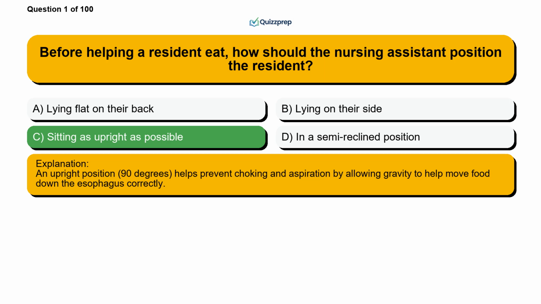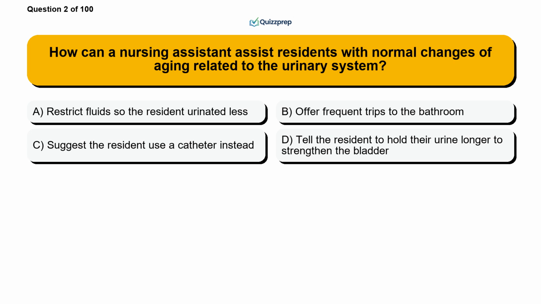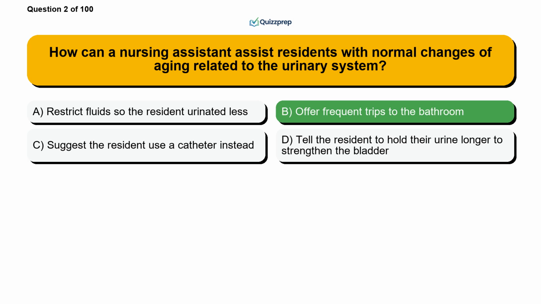Question 2. How can a nursing assistant assist residents with normal changes of aging related to the urinary system? Option A, restrict fluids so the resident urinates less. Option B, offer frequent trips to the bathroom. Option C, suggest the resident use a catheter instead. Option D, tell the resident to hold their urine longer to strengthen the bladder. The correct answer is option B, offer frequent trips to the bathroom.